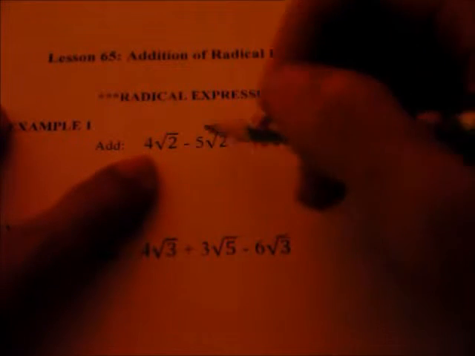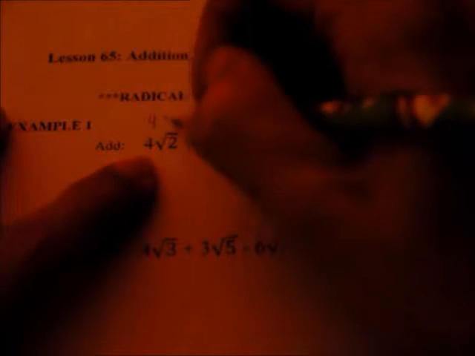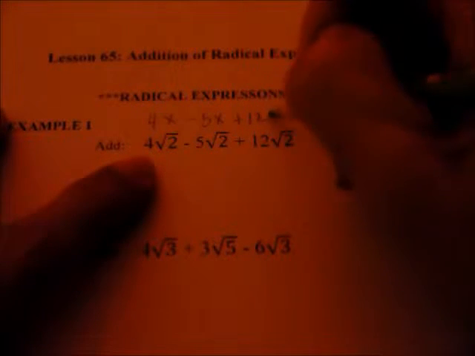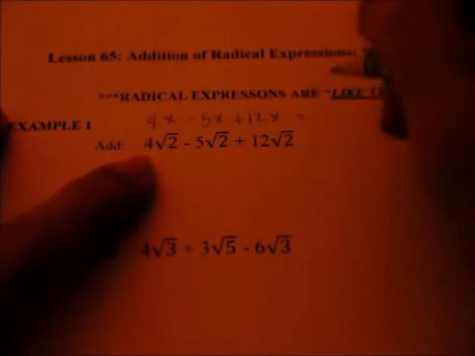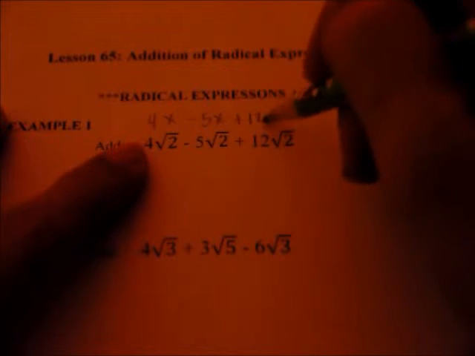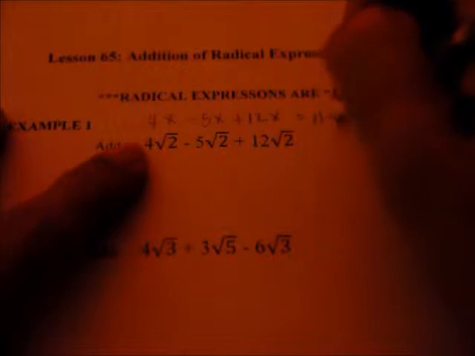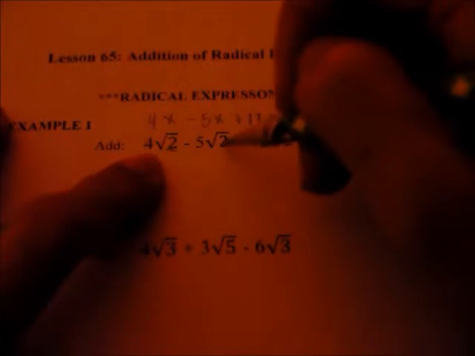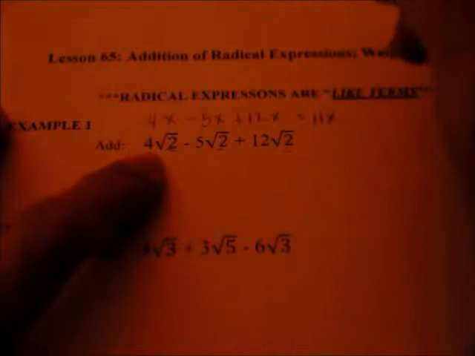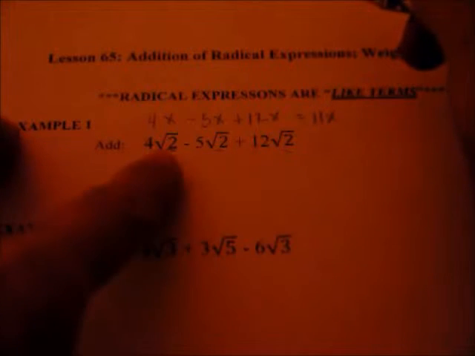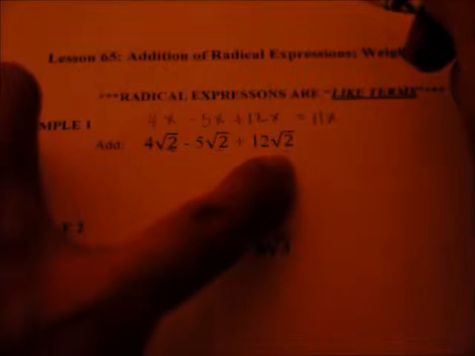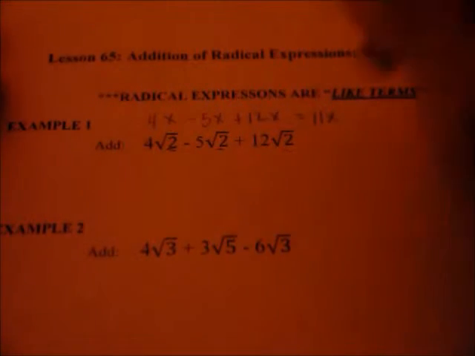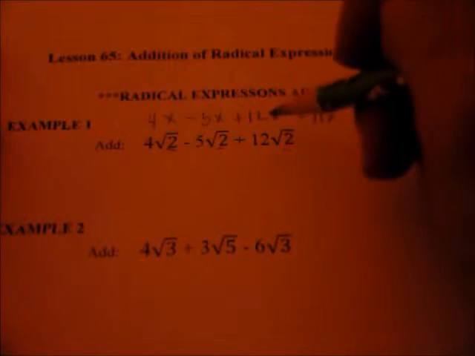So pretend like this here on example 1. Let's say that said 4x minus 5x plus 12x. How many x's would that be? Would that be -1 plus 12 would be 11x. When you have the same number under the radical, they behave like terms. Now, if they weren't all 2's, then they would be different. They would not be like terms. We'll do that on example 2.